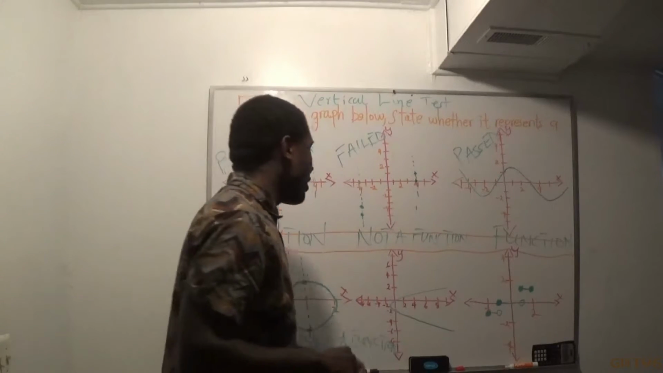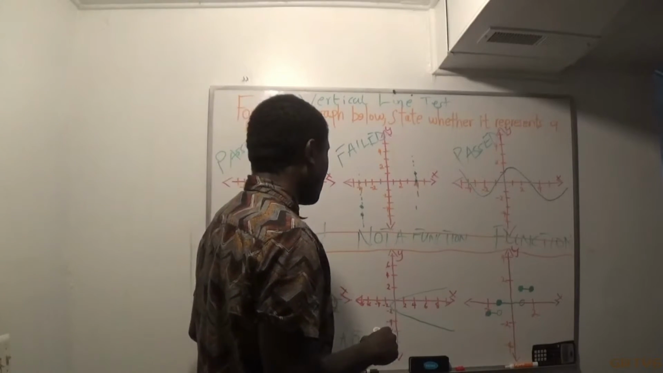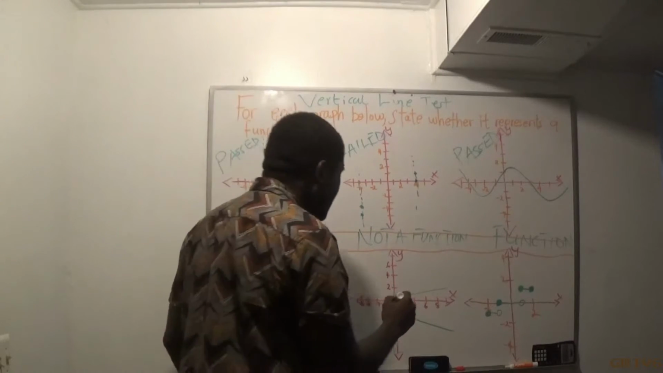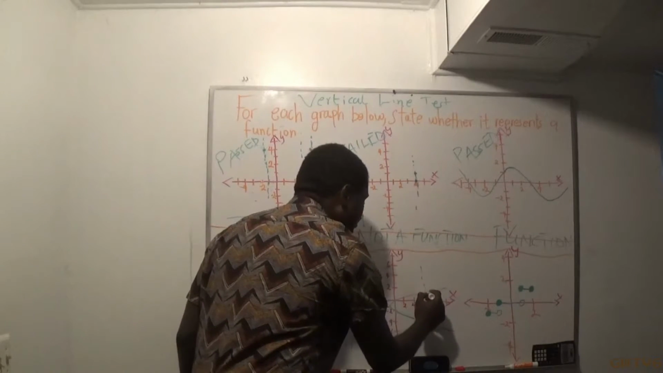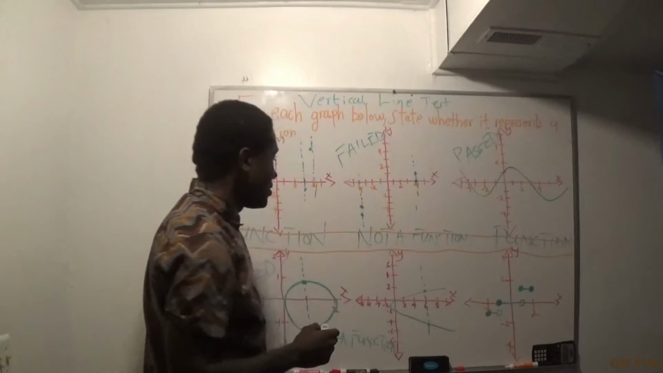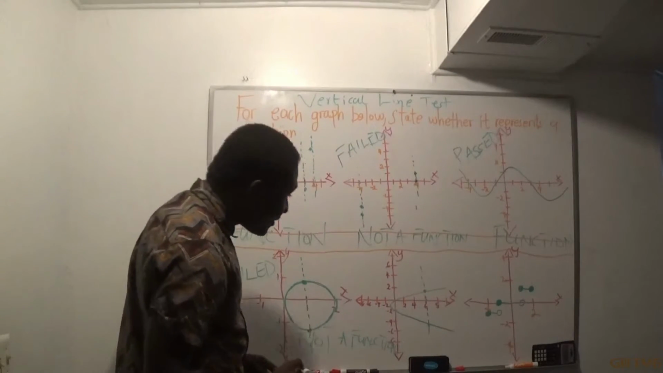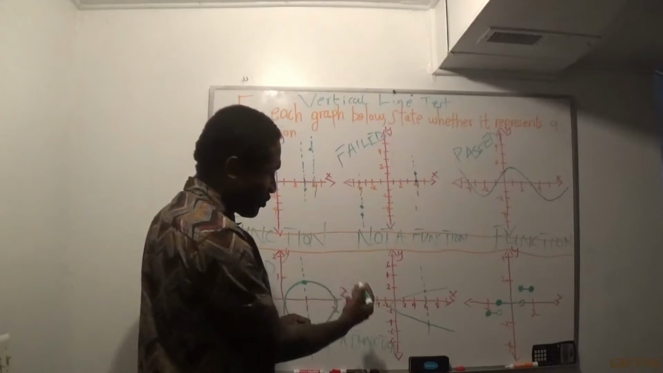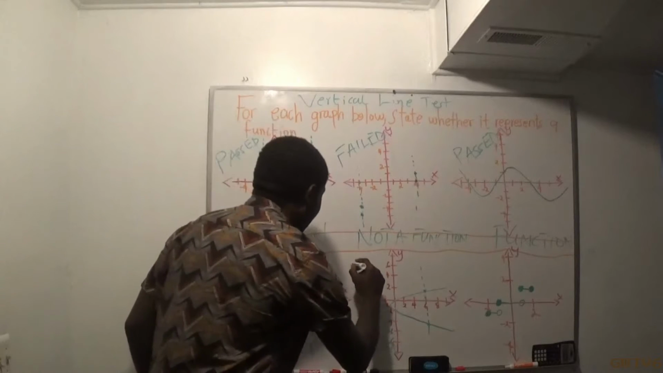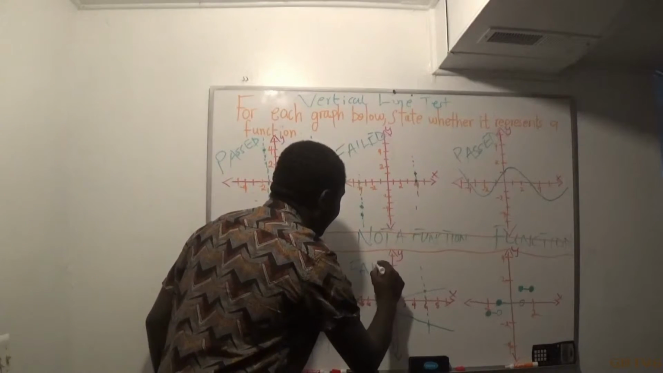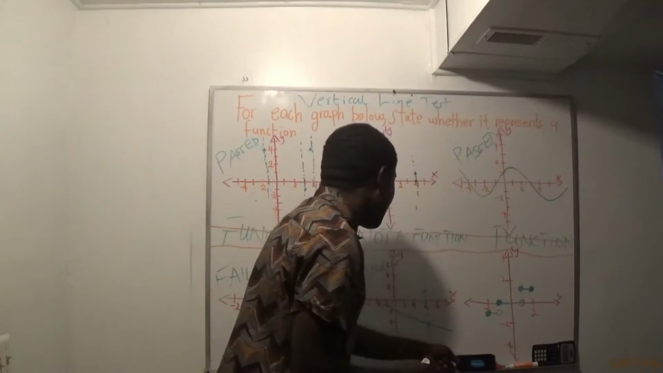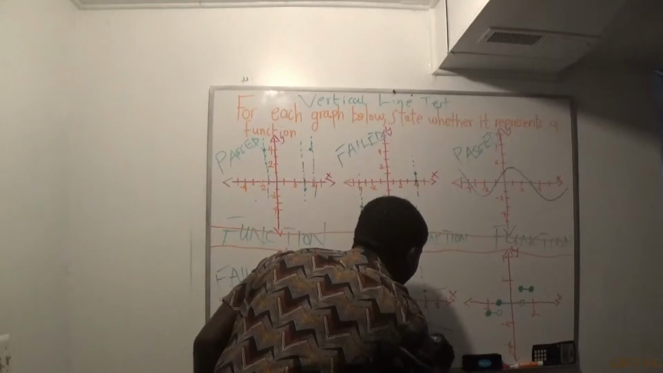What about this one right here? Is it possible to draw a vertical line that will intersect more than once? Yeah. I can draw a vertical line right here and it will intersect here and it will intersect right there. So because it's possible for that to happen, it has failed the vertical line test. And when it fails, it is not a function.